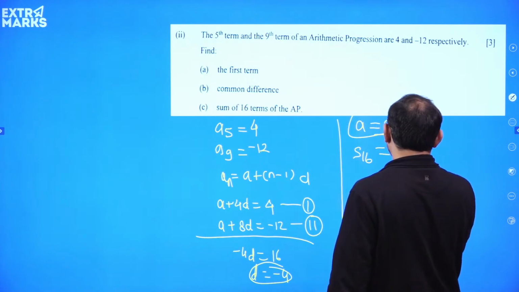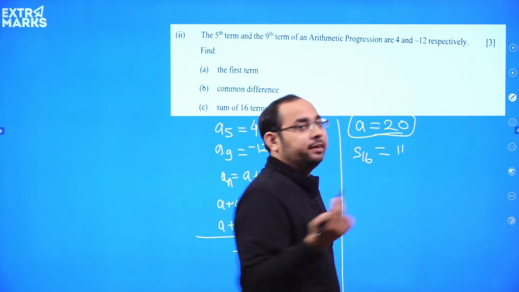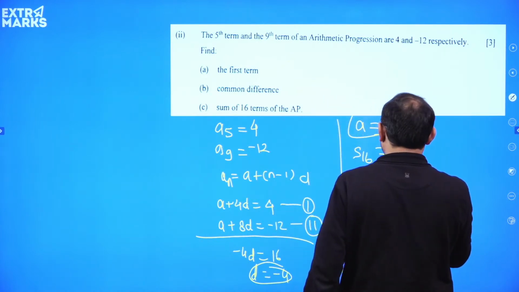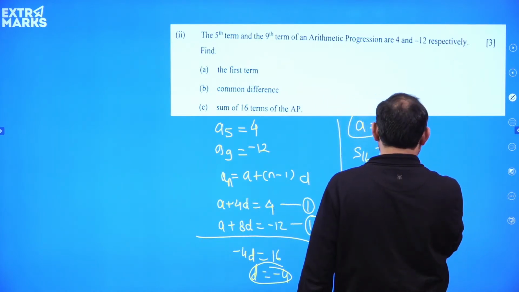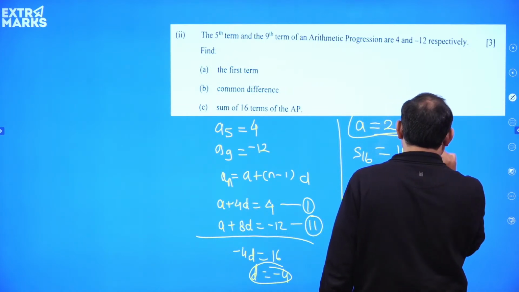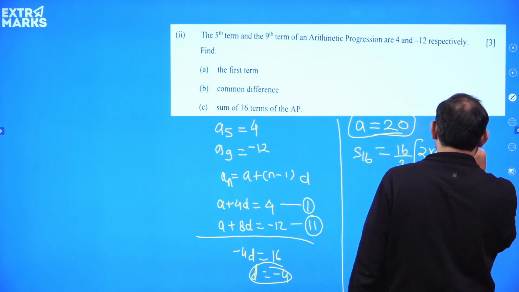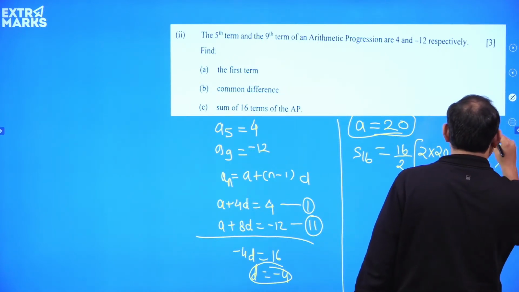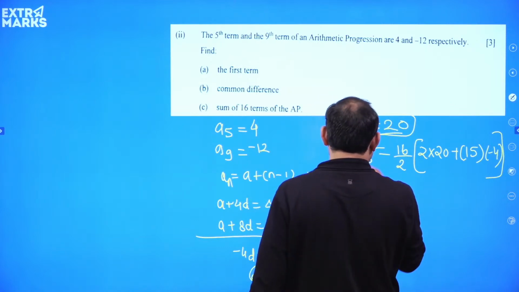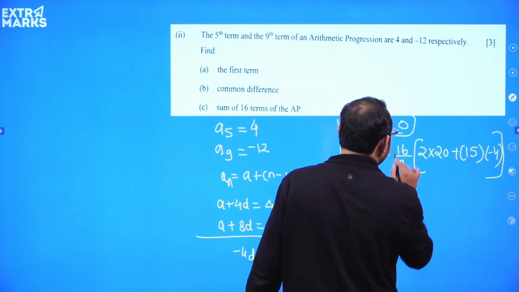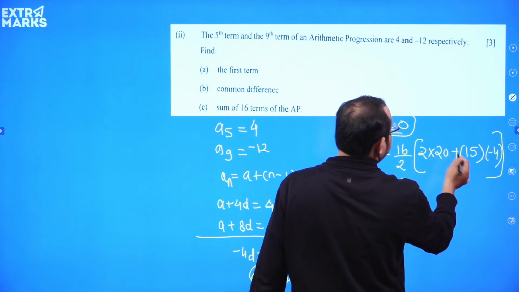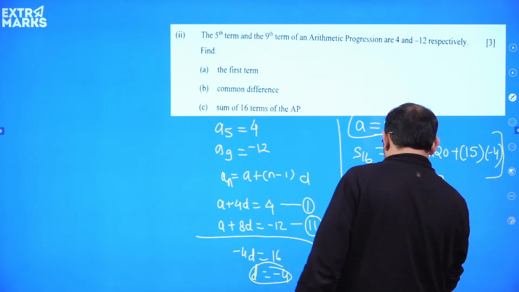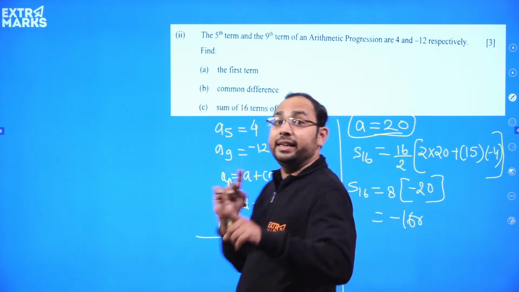S16 will be, for this you can write the formula of Sn equals n by 2 into 2a plus n minus 1 into d. Okay, so 16 by 2, 2a plus 16 minus 1 multiplied by d, which is minus 4. Okay, so d is minus 4. So S16 is 8 into 40 minus 60, which is minus 20. So minus 160 is our answer.